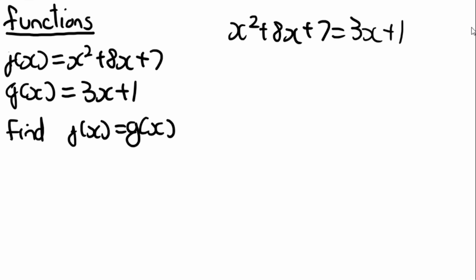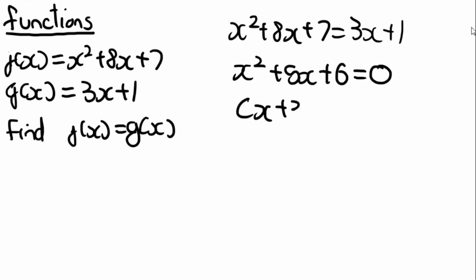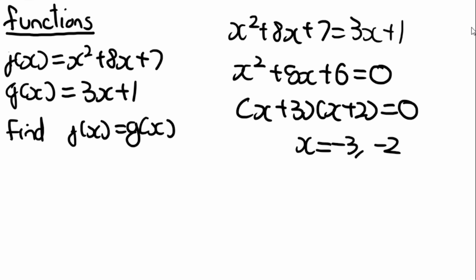So then you can just put everything onto one side, do x squared plus 5x plus 6 to make a quadratic, and then you could factorize that easily to do x plus 3, x plus 2 equals 0, so then x equals minus 3 and minus 2, and then that's the answer to that question.